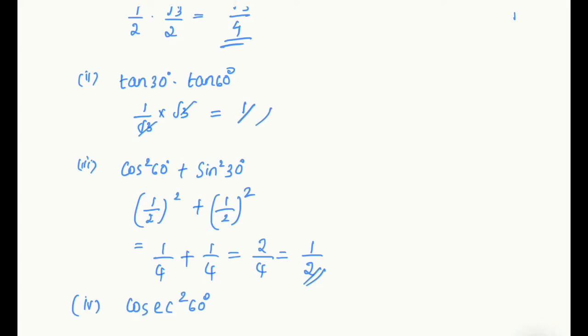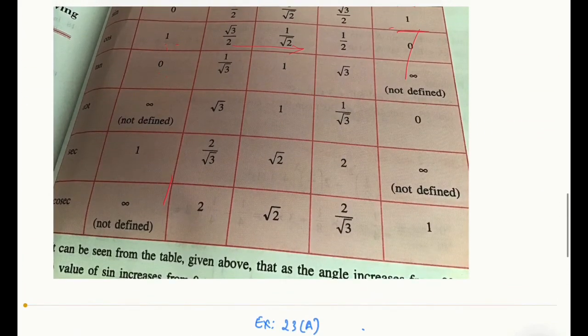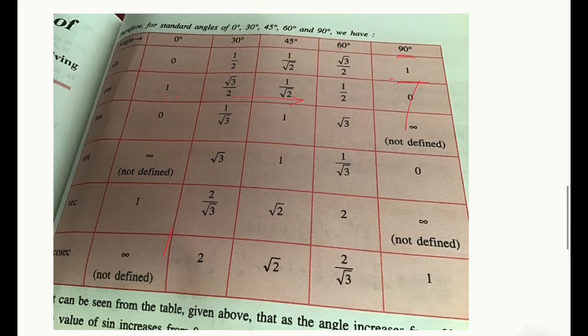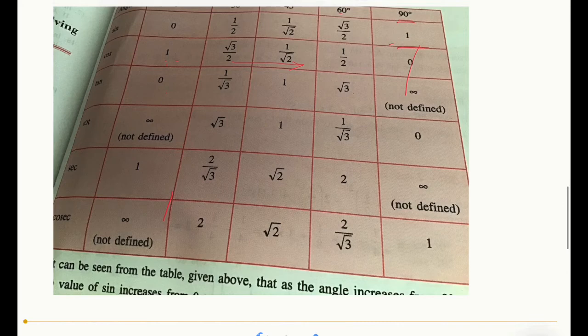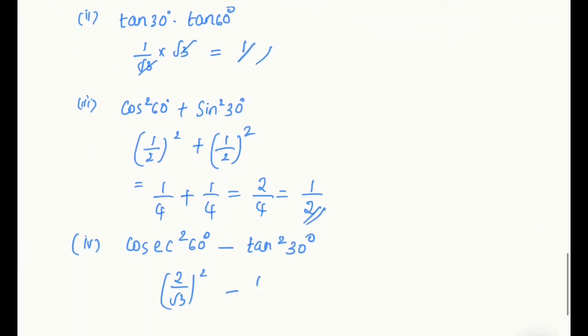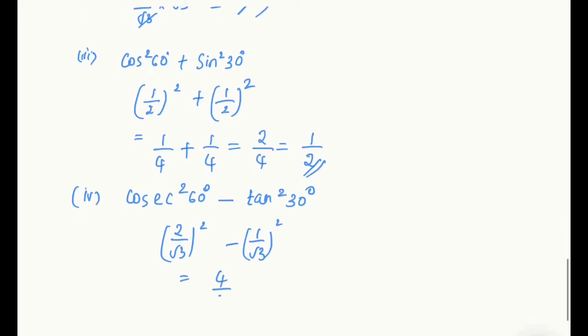Cosec square 60 minus tan square 30. What is cosec 60? Just have a look in the table. Cosec comes in the last. Cosec 60 is 2 by root 3, so (2 by root 3) square minus tan square 30. Tan 30 is 1 by root 3. That is equal to 4 by 3 minus 1 by 3. Root 3 square is 3. So you get 3 by 3, which is 1.